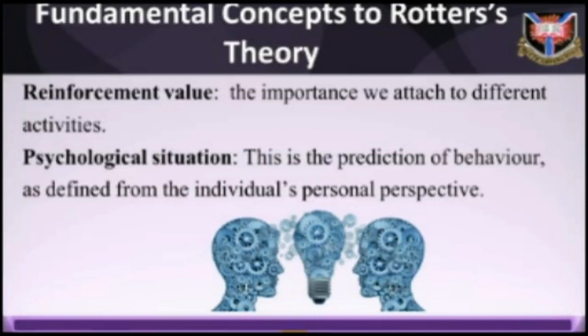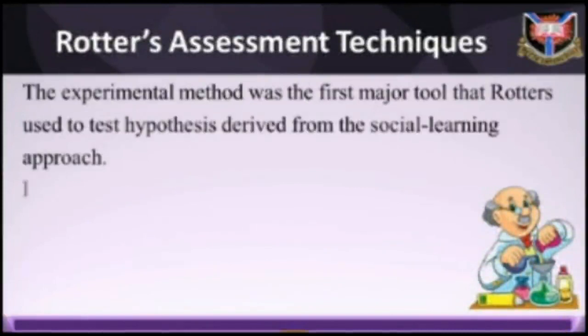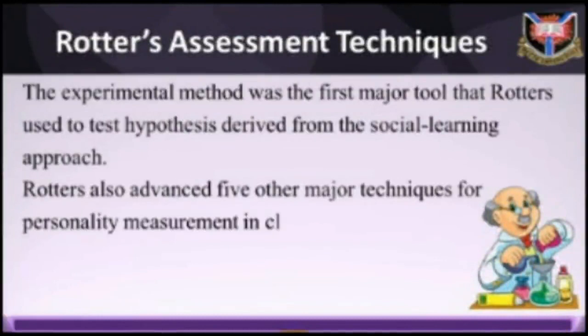How unique past and current experiences influence behavior. Rotter's assessment techniques. The experimental method was the first major tool that Rotter used to test hypotheses derived from the social learning approach. He attempted to study whether people learn tasks and perform differently in situations in which they perceive reinforcement outcomes to be related or unrelated to behavior. The result obtained from this pioneering effort suggested that reinforcement effects do not have a direct impact on behavior, but are mediated by the person's perception of the relationship, or lack of it, between behavior and application of the reinforcement. Rotter, 1966. Rickman, 1997.